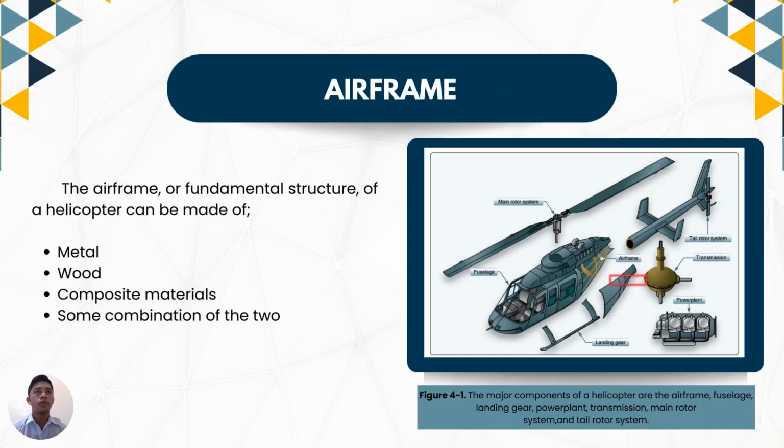And the airframe, or the fundamental structure of a helicopter, can be made of metal, wood, composite materials, or some combination of the two. So in figure 4.1-1, the major components of a helicopter are airframe, fuselage, landing gear, power plant, transmission, main rotor system, and tail rotor system. As you can see in this figure, the airframe is here, the fuselage, main rotor system, and the landing gear.